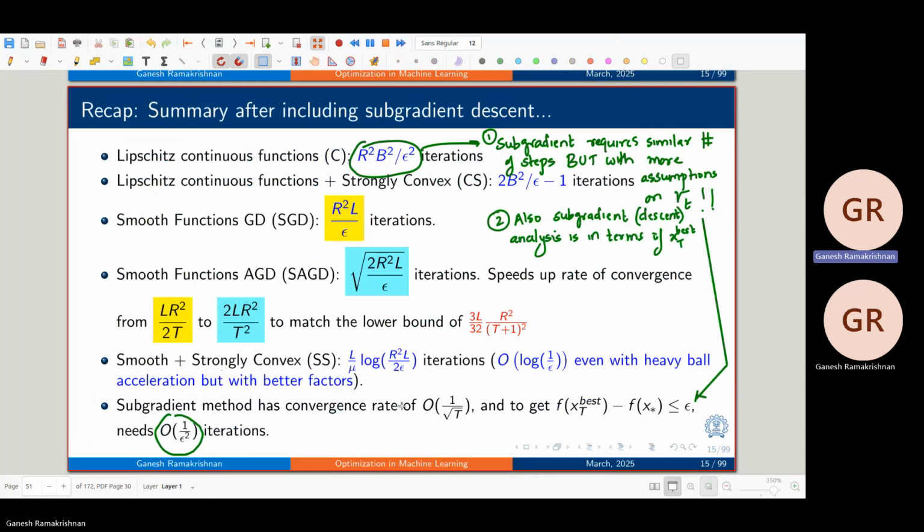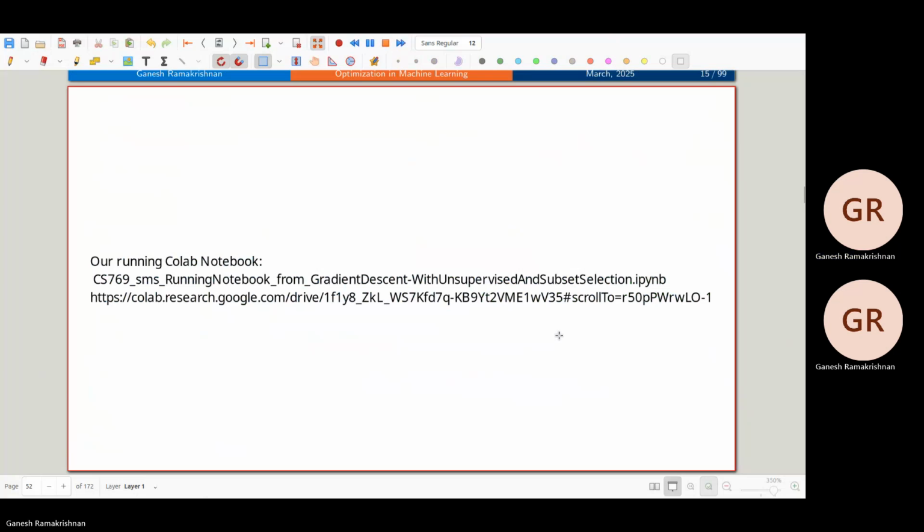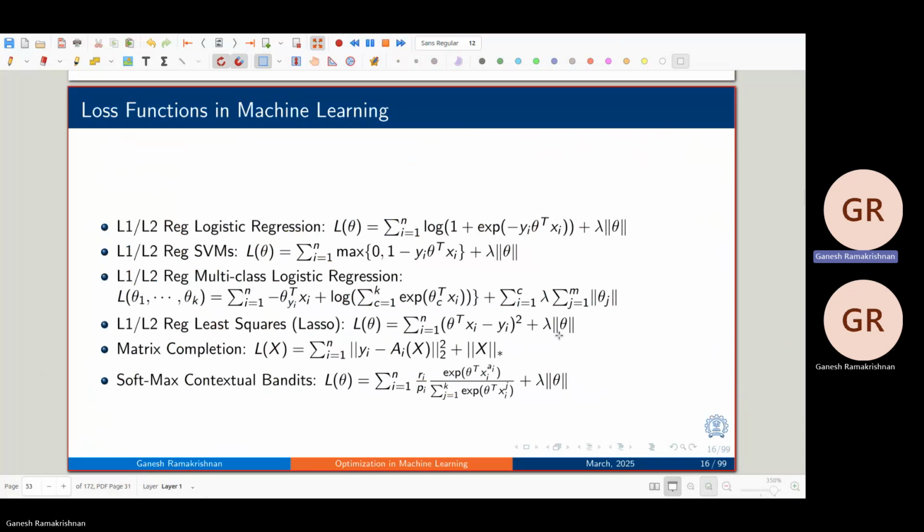Of course, we also added one more in the last lecture and today for smooth plus convex functions, where you have accelerated gradient descent, right? AGD is accelerated gradient descent, and then we match the lower bound, 1 upon t square, to match the lower bound of 1 upon t plus 1 square. Okay, so we keep showing this evolving picture. As I said, please look at the running Colab. Now I'll come to the next part, right?